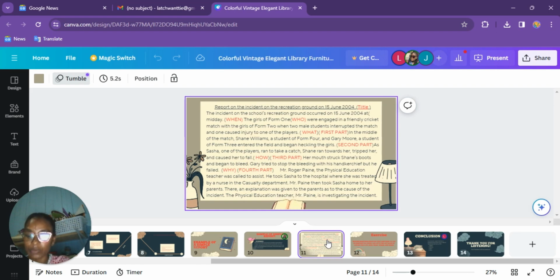Now, boys and girls, report writing must always contain a title, and this title is: Report on the incident on the recreation ground on the 15th of June 2014. Now, the incident on the school recreation ground occurred on the 15th of July 2004, at midday. That is when the story takes place. Remember, you follow the 5 WH and the 1H.